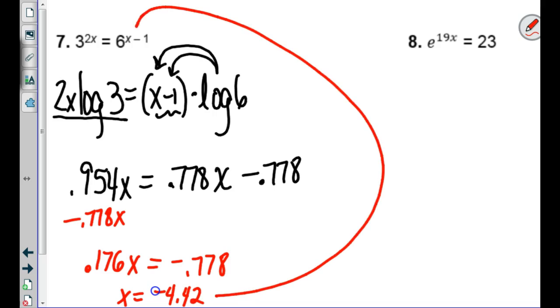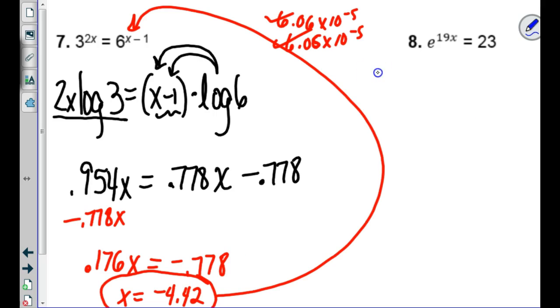Okay. We can put a log back into an exponent. If I do 3 to the power of 2 times negative 4.42, I get 6.06 times 10 to the negative 5th. If I do 6 to the power of negative 4.42 minus 1 on the other side, I get 6.05 times 10 to the negative 5. Actually, this rounds to 6 as well. So all I did was plug the answer back in, both the left and the right, and they came out equal to each other. But the answer is still this.